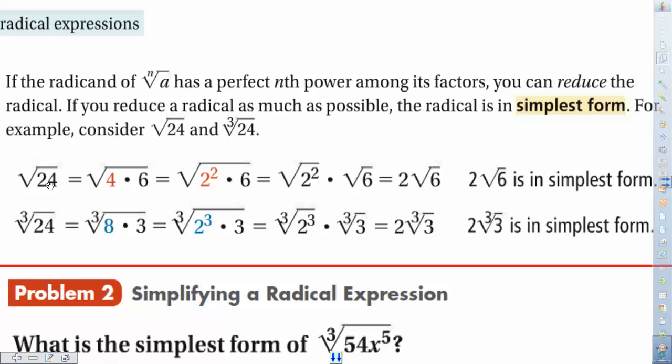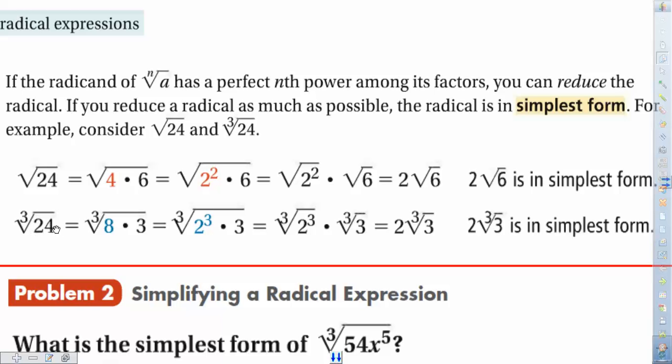That square root of 24 could be factored into 4 times 6, and the reason why that 4 is red is because it's a perfect square, right? And we can take the square root of that 4, call it 2, and then we still have that 6 left over. Understand something here, that this also can extend to other roots besides square roots, like cube roots.